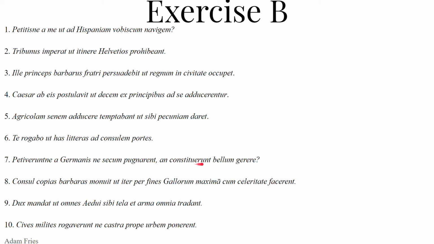An constituerunt bellum gerere. Or, so when we use an, that means that we have one option or another option, and then picking one cancels out the other. Constituerunt, or did they decide, bellum gerere, and then constituo often takes a complementary infinitive because you decide to do something, to wage war. Did they ask the Germans not to fight with them, or did they decide to wage war? Excellent age-old question.